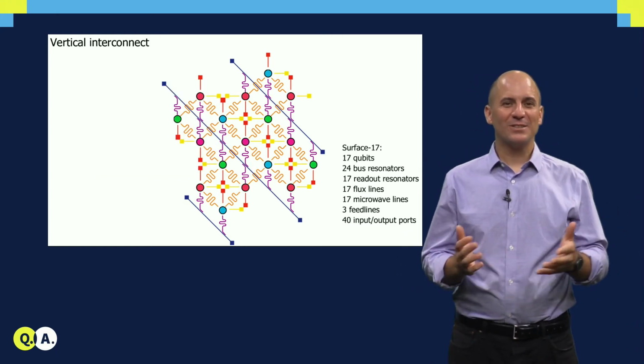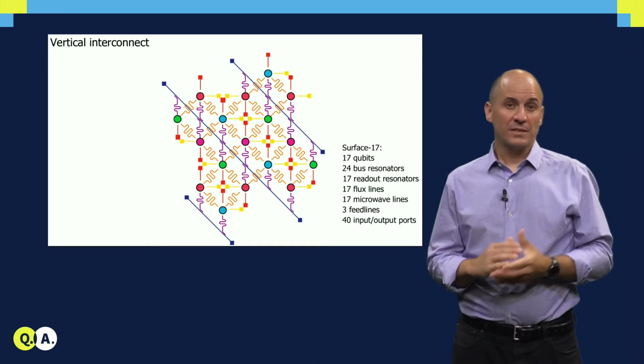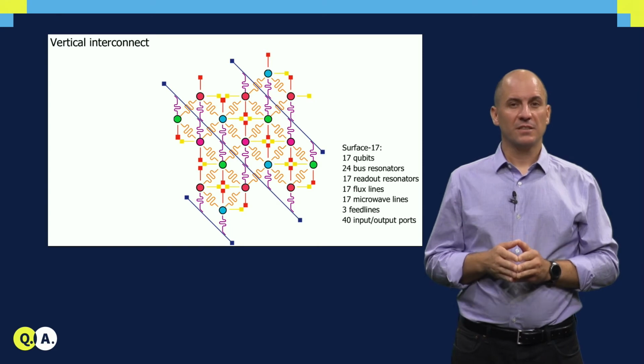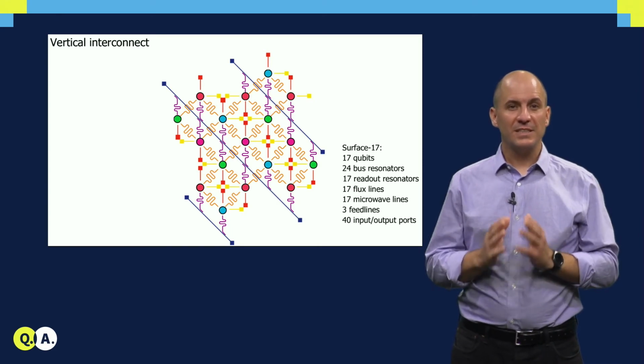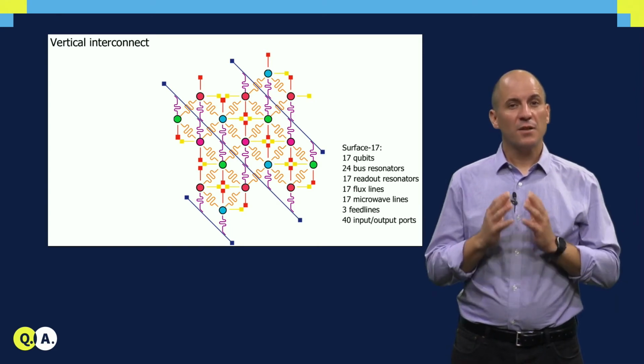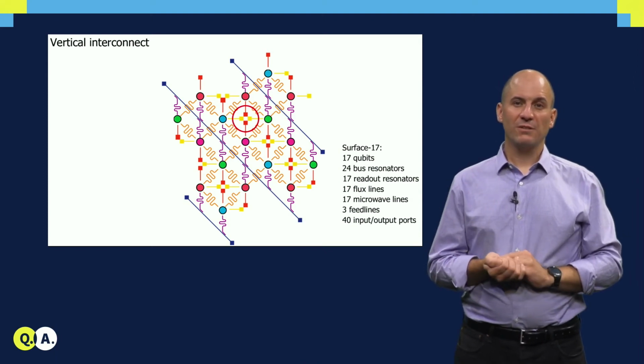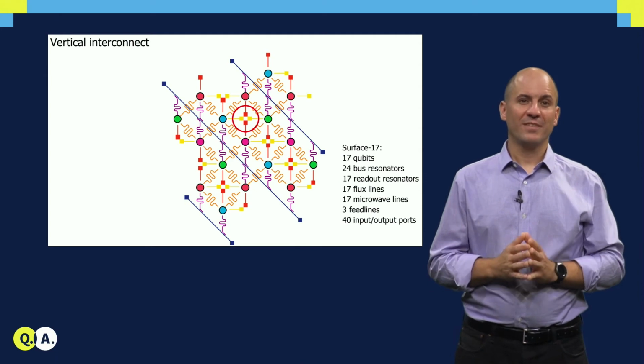Beautiful. So let's look at the totals for Surface 17. 17 qubits, 24 buses, 17 readout resonators, 17 flux lines, 17 microwave drive lines, and 3 feed lines. The grand total of ports connecting the quantum chip to the outside world is 40.